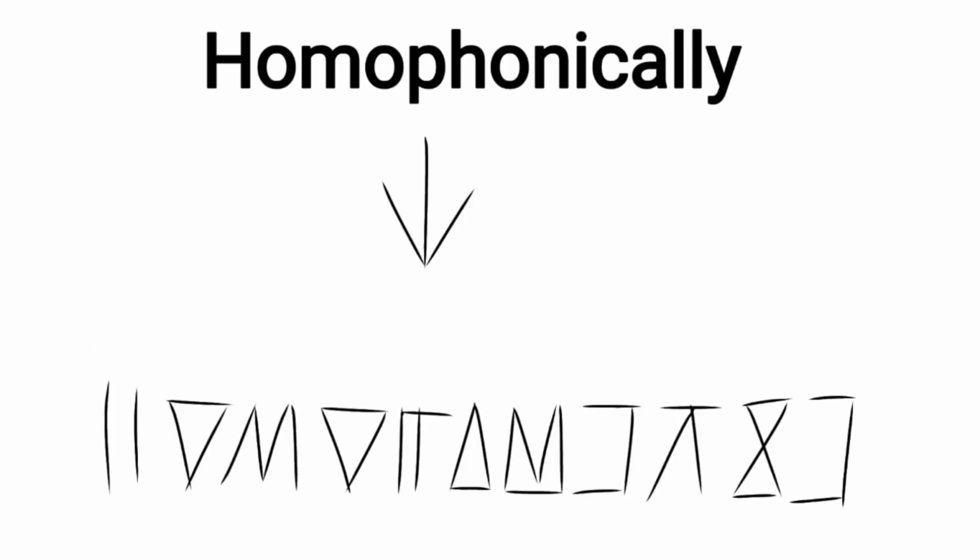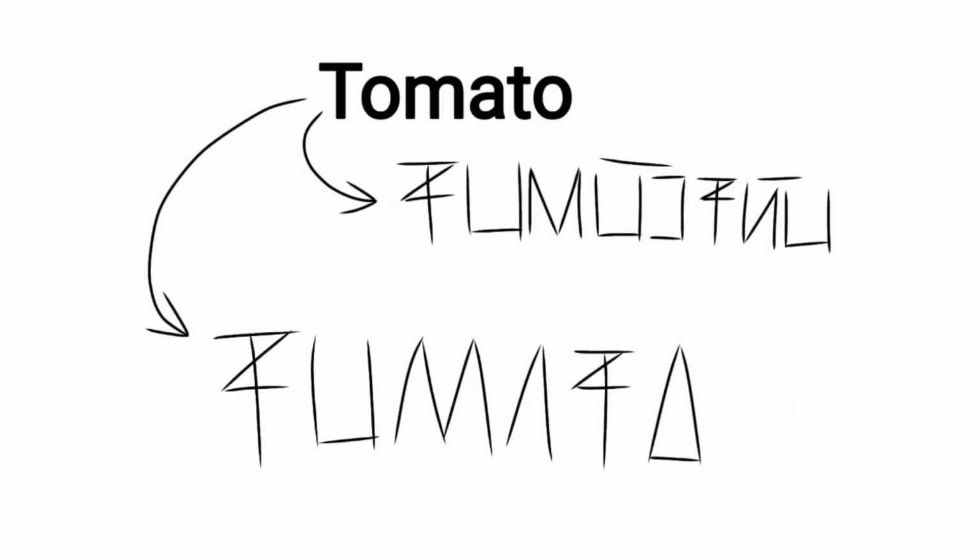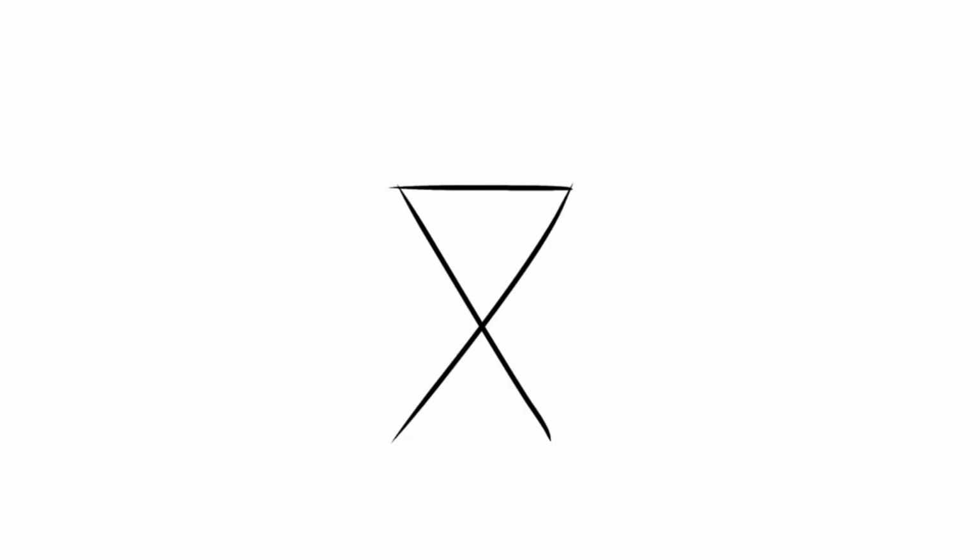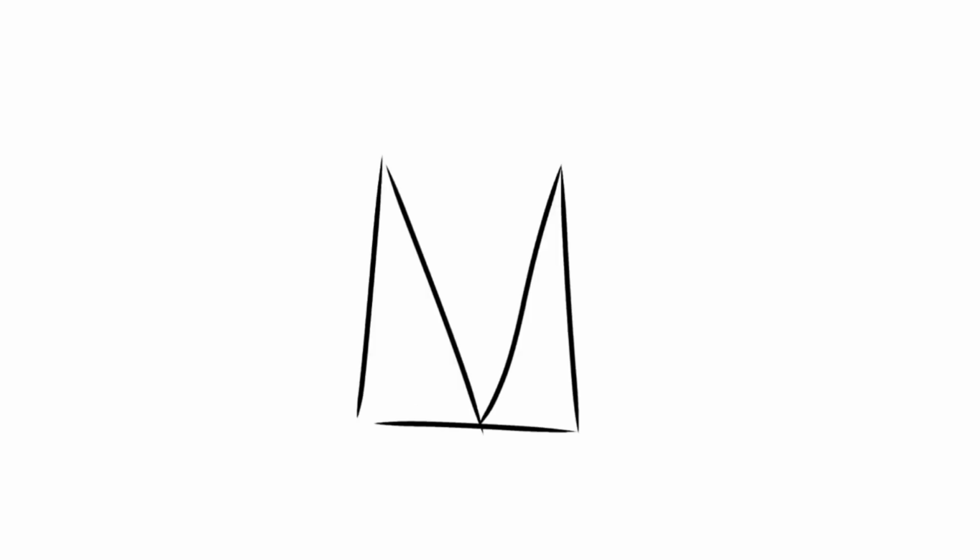Then there's the idea to write homophonically, which means basically ignoring all conventional spelling rules and writing the way you speak, which means if you pronounce tomato as tomato, you also write it that way. Some exceptions are that the different ways to pronounce the letter R are written the same. Same with N and NG, they are written the same.